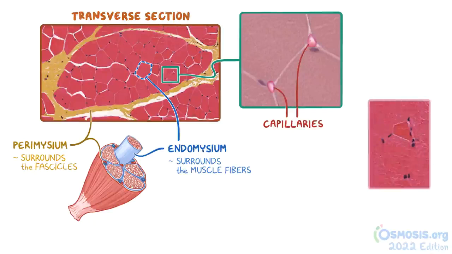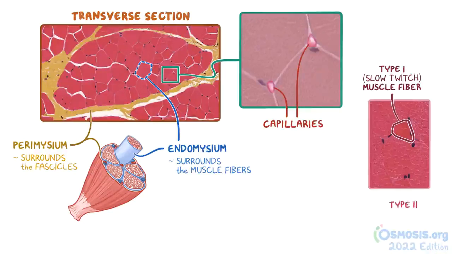Although it's not always easy to see with H&E staining, the subtypes of skeletal muscle can sometimes be differentiated. In this example, the type 1, or slow twitch muscle fiber, is distinguished by its smaller size and darker stain when compared to the neighboring type 2, or fast twitch muscle fibers.